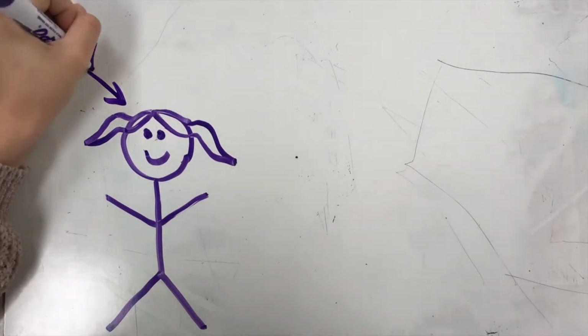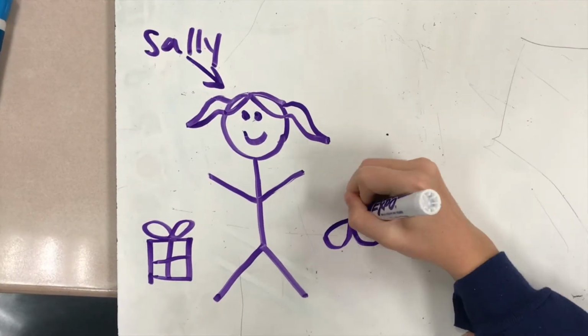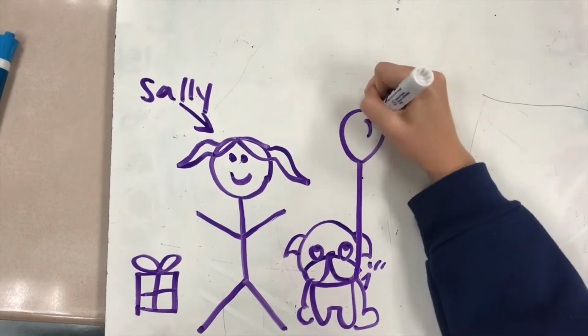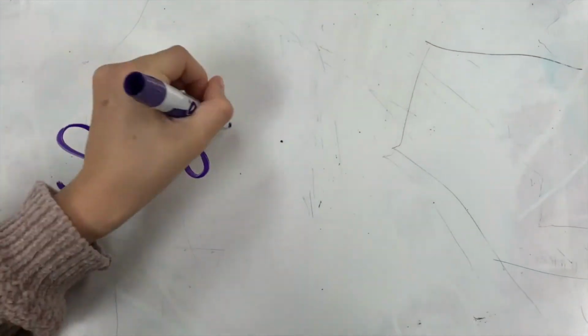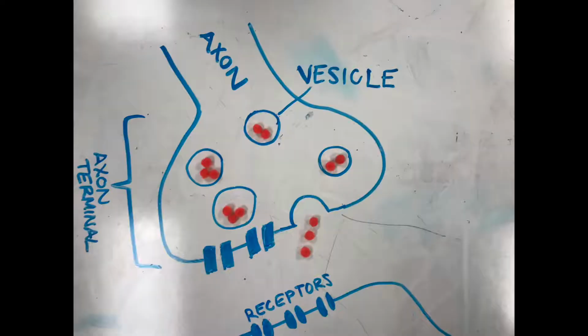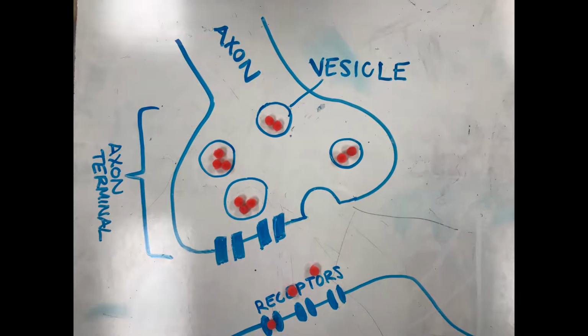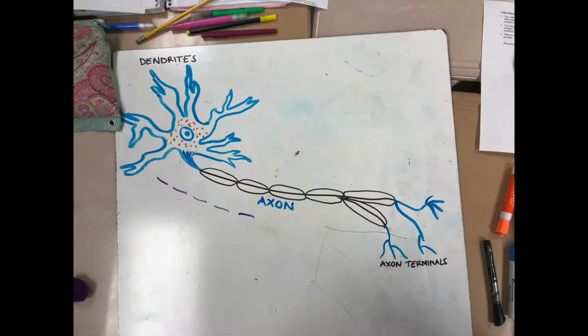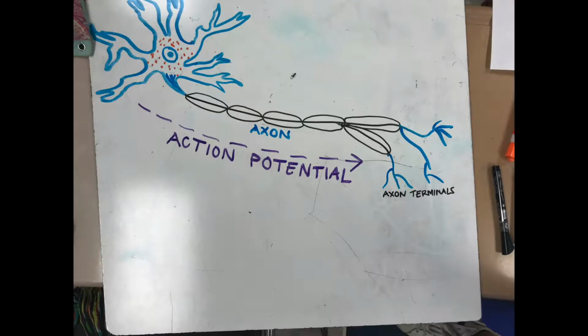This is Sally. Sally got a dog for her birthday. Her excitement after getting the dog is the stimulus, which is transmitted through her body by the neurotransmitter serotonin. The dendrite is a part of a neuron which receives the serotonin and begins the process in which the electrical signal travels down the neuron.